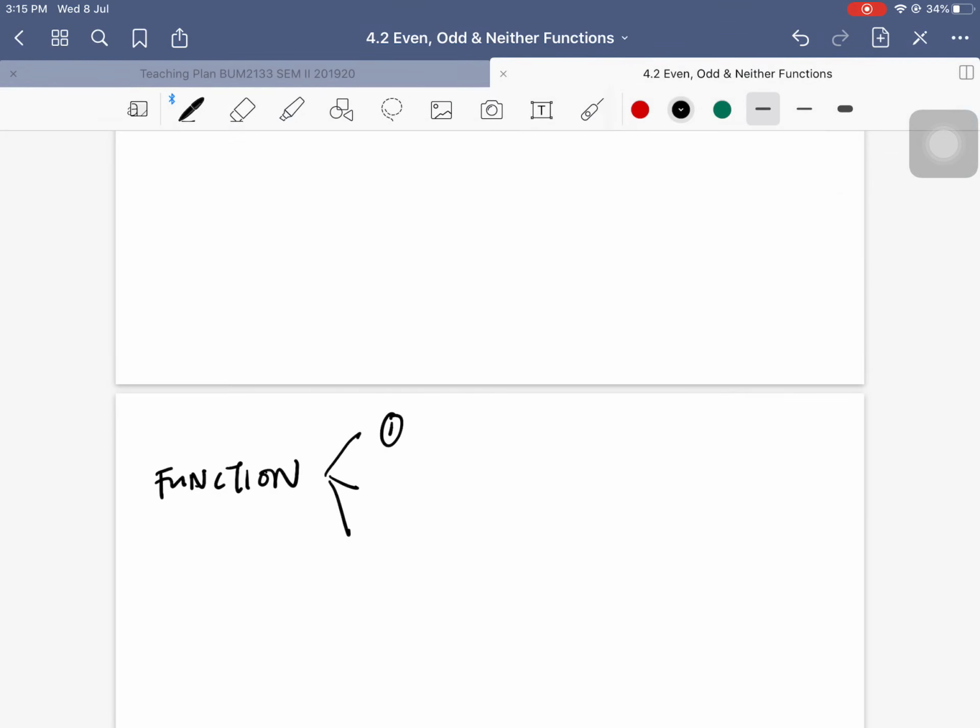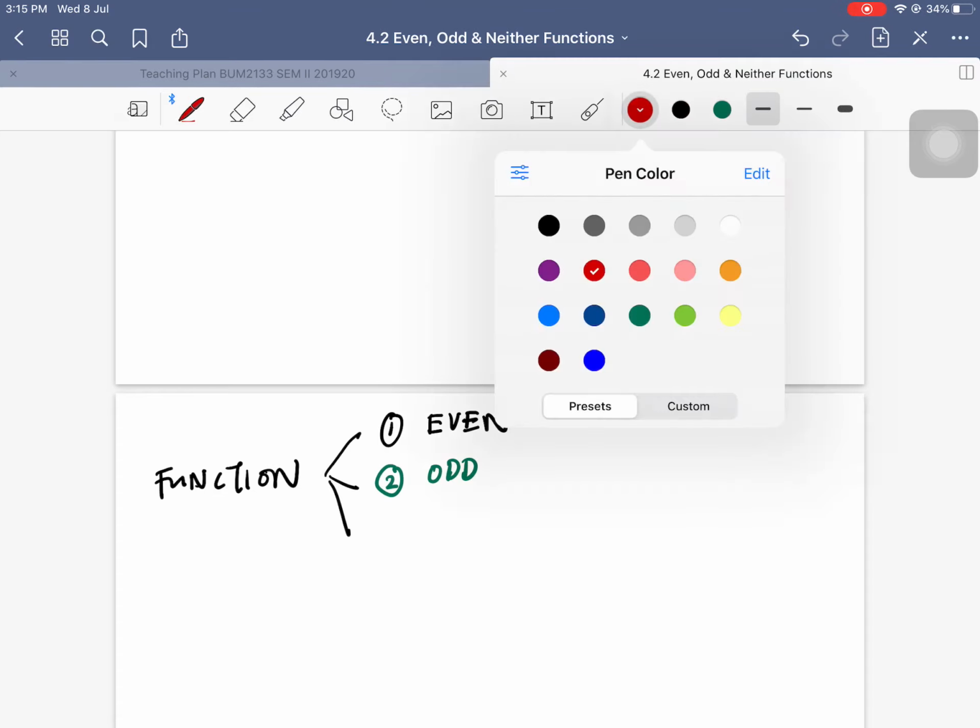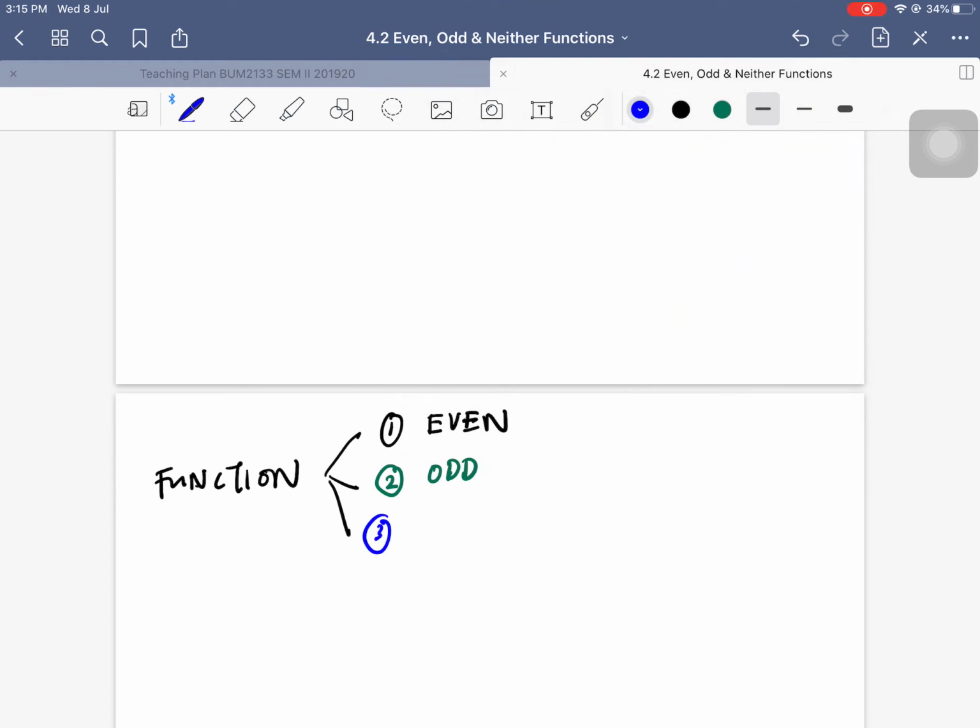Alright, so now let's talk about types of functions. Functions can basically be categorized into three different categories. The first is going to be the even function. That is the first type. The second type is called the odd function. And the last one is called the neither function.